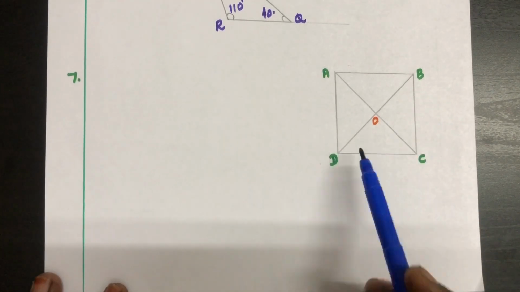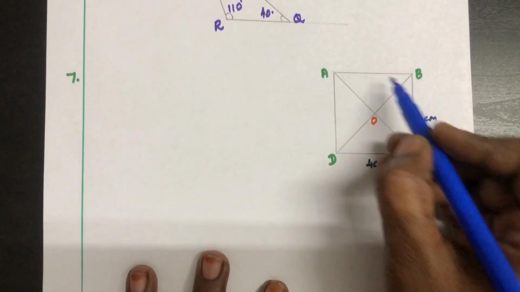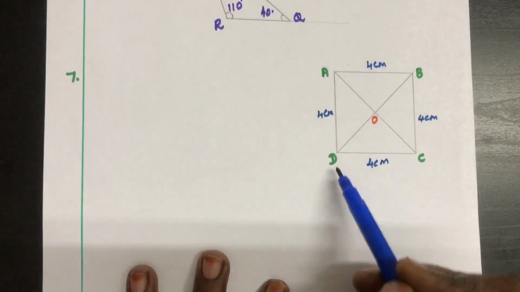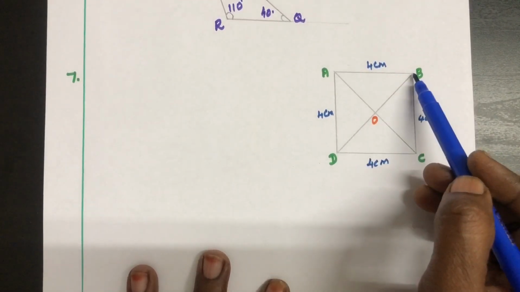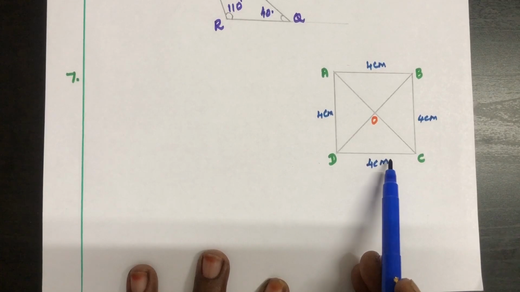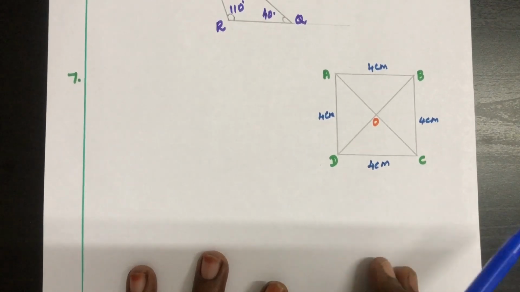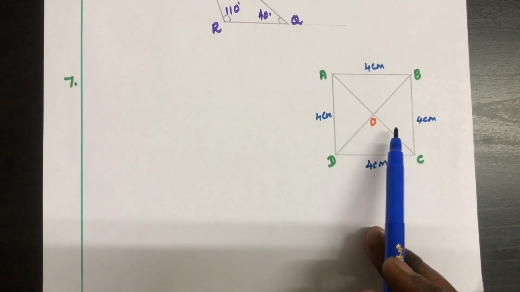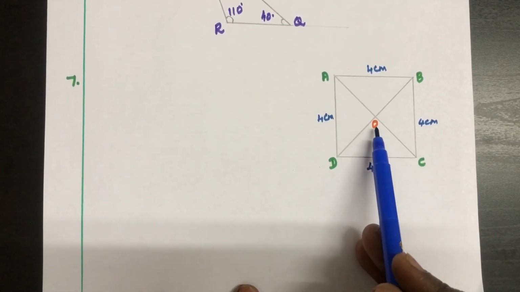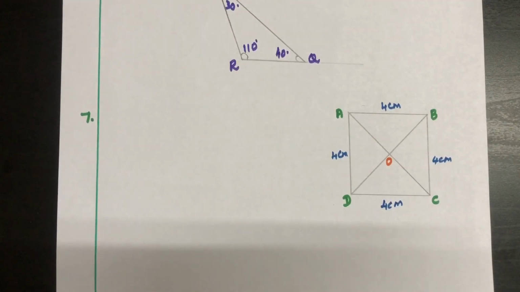See, I made one square with a 4 centimeter side. Now, from D to B is a diagonal. ABCD is a square, DB is a diagonal. Similarly, AC is a diagonal. In a square, we all know that diagonals are always equal and bisect each other. Bisect means this must be the exact midpoint for both the diagonals. We are naming this point O.